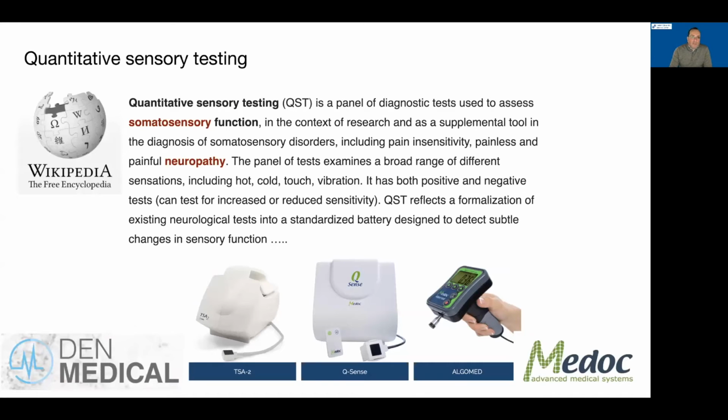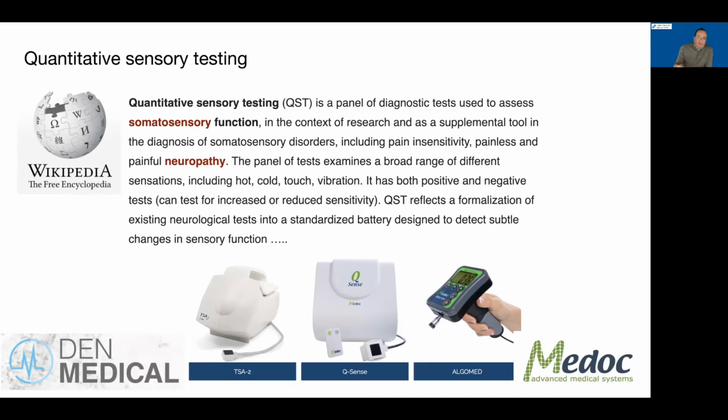Now, what is quantitative sensory testing? I went to Wikipedia and looked it up, and this is what Wikipedia says: that QST is a panel of diagnostic tests to assess somatosensory function. It's used for research, but it's also used in the diagnosis of somatosensory disorders like pain. And it uses a panel of tests to determine various sensations like hot, cold, touch, vibration, etc.